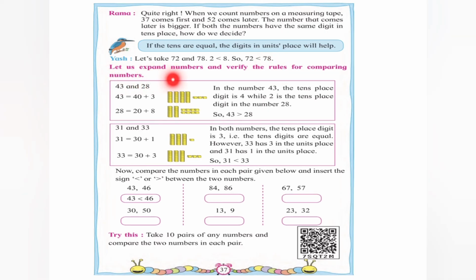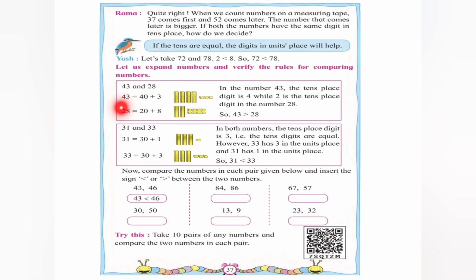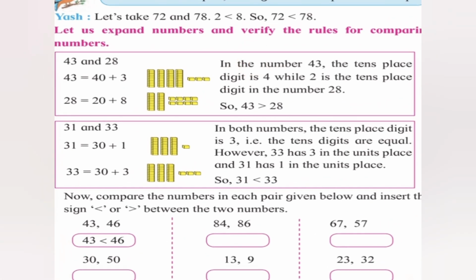Let us expand numbers and verify the rules for comparing numbers. 43 and 28. So we are going to expand the numbers for comparing which one is bigger and which one is smaller. Between the numbers 43 and 28, we are going to expand 43. How will it be? 43 is equal to 40 plus 3. 4 tens, 1, 2, 3, 4. 4 tens. 3 units. 1, 2, 3.